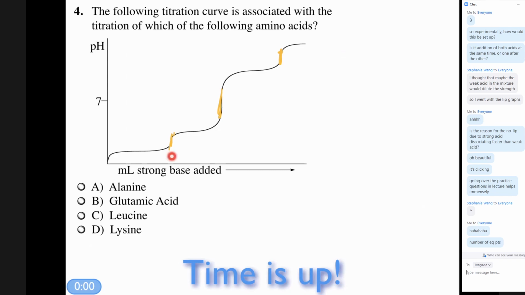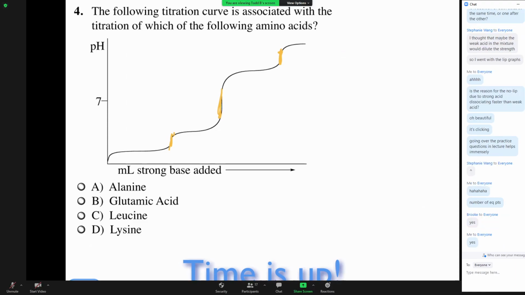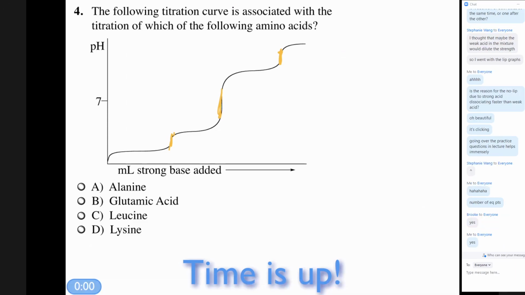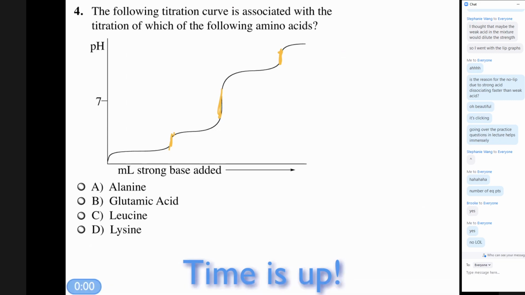But how many agree 3 vertical, so 3 equivalence points? So this acid is triprotic. Does that help me at all? Sure. Okay. Can you name the triprotics for me? Oh, you can name some of them at least. Can you tell me the basics?